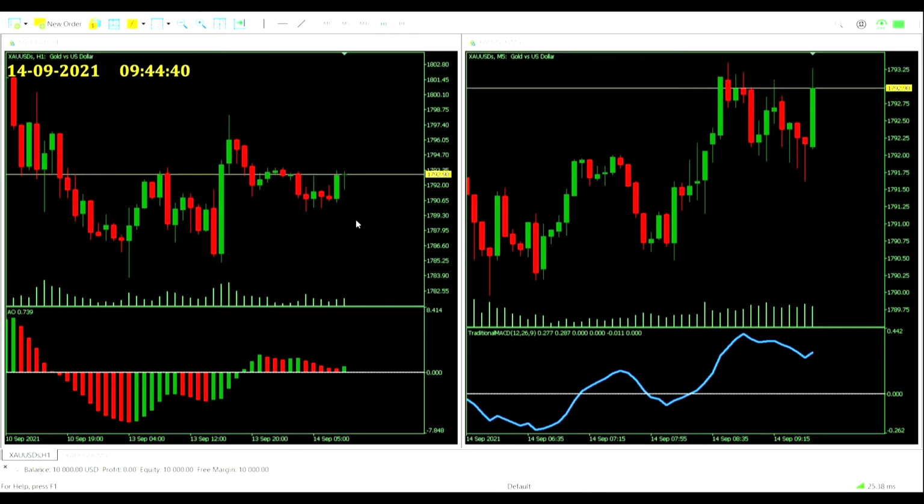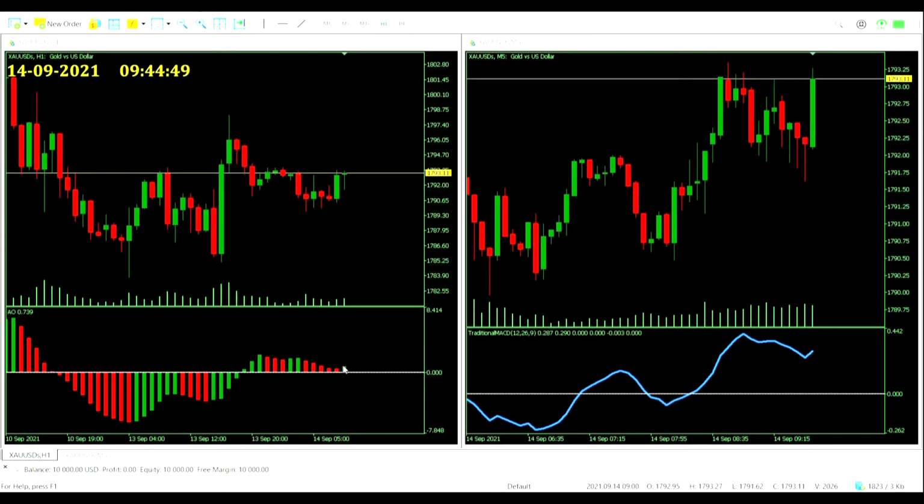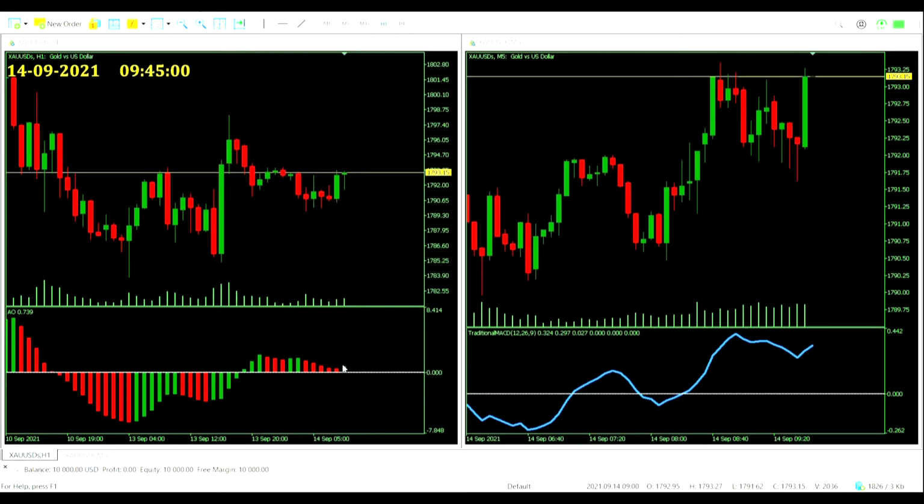Here we are then, 2 gold charts pulled up. It's just about 9:45 in the morning now. On the left hand side we've got the 1 hour gold chart, which has got our Awesome Oscillator pulled up. That's showing a value above 0 at the moment, so it'll be buy signals only over on our 5-minute chart here with the MACD line pulled up.